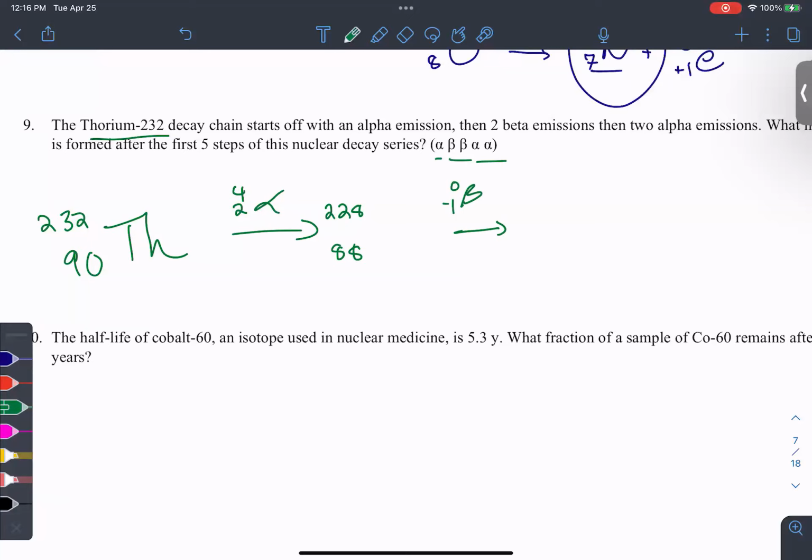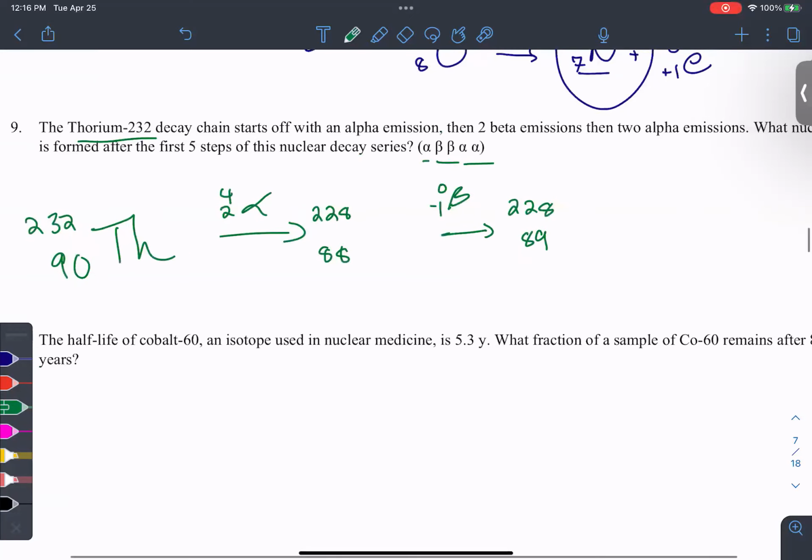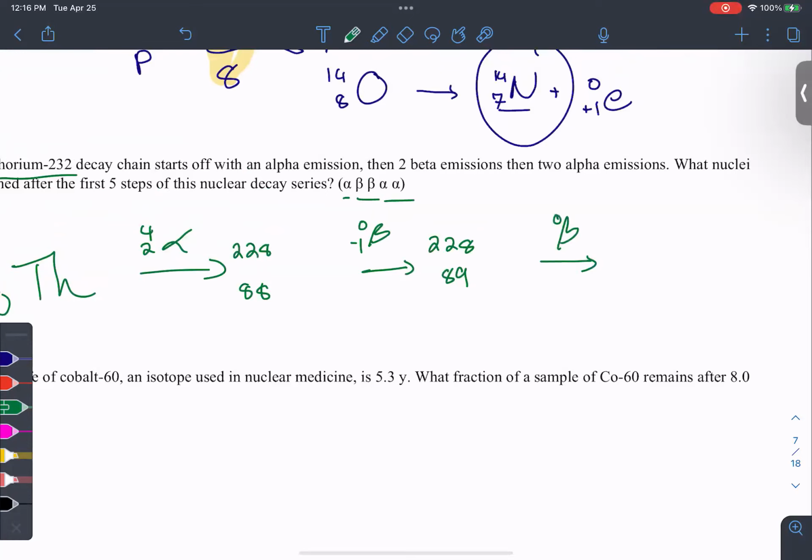Remember, emission implies that the beta particle is the product. So the new product along with the beta particle is 228 and 89. Then another beta emission happens. Again, I don't need to identify what it is because I'm just balancing the numbers. Beta emission will give me 228 and 90. Oh no, now I have thorium again. That's interesting. In these decay chains, sometimes we go up in mass, up in identity, down. It's not just a straight path down to stability.